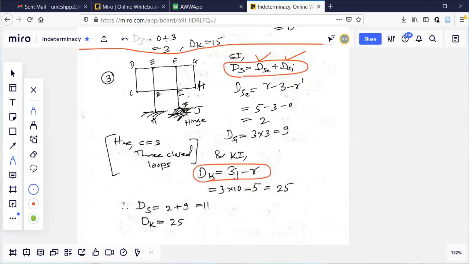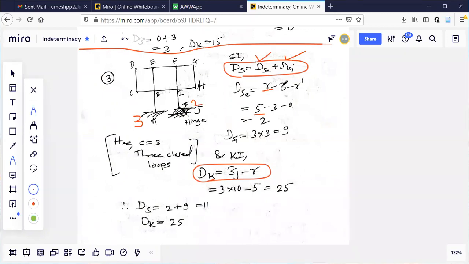A hinge will resist vertical and horizontal forces. A fixed end will resist all three: it will resist horizontal force, vertical force, and the moment also. So you can see 3 here, 2 reactions here. 3 plus 2 is, I mean, 5. R is 5. See this, this R is 5. Why is it 5? I think it is clear. 3 plus 2, totally 5 unknown reactions are there.